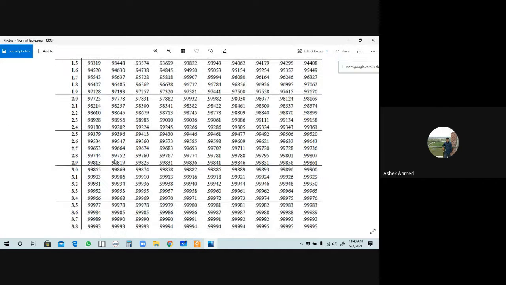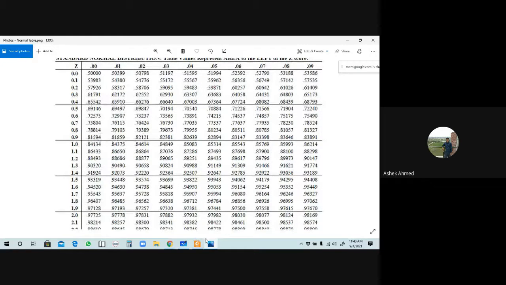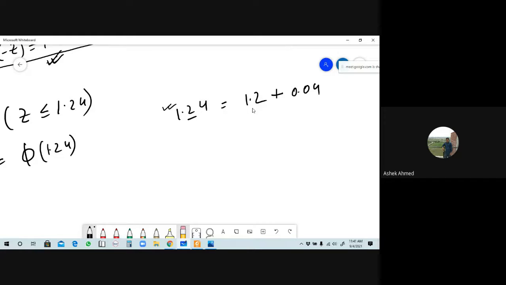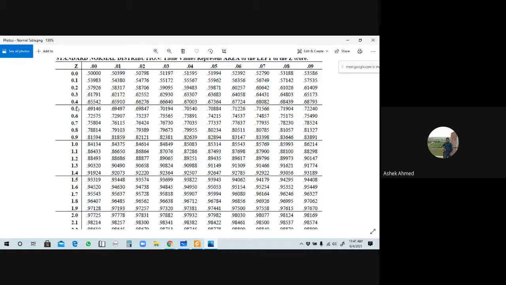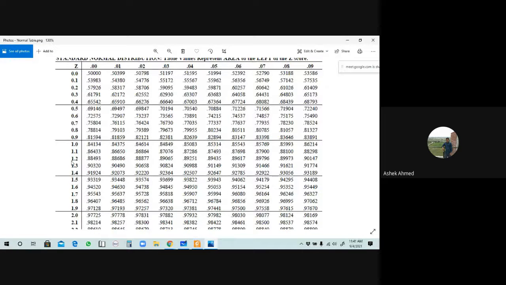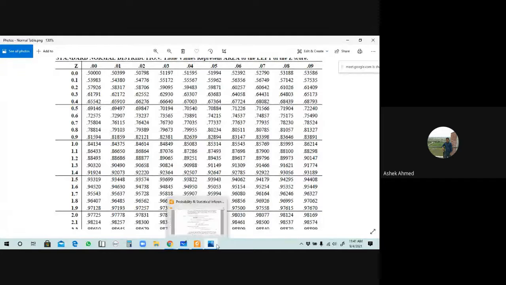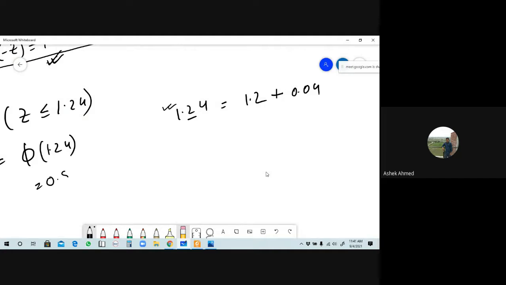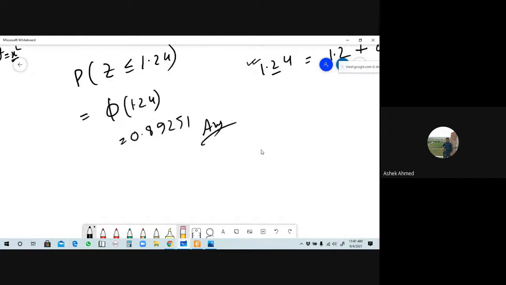Now you will find out the values from the table. This 1.2 lies on the column or the row? Column. This value lies on the column. So we will find the value of 1.2, and the other part is 0.04. Now you have to take the common point of 1.2 and 0.04, the column of 0.04 and the row of 1.2. So, sir, the value for 1.24 will be 0.89251. This is our result here. Understand? Respond to me. Yes, sir.